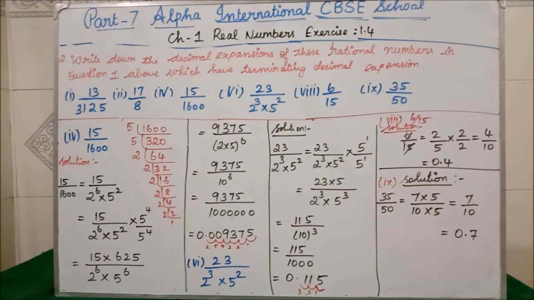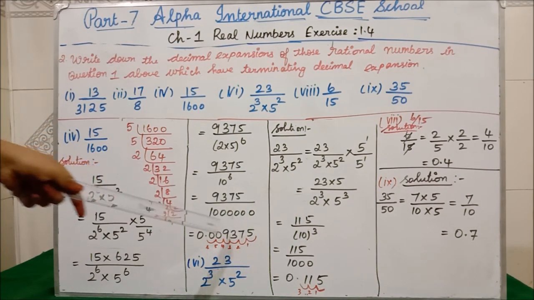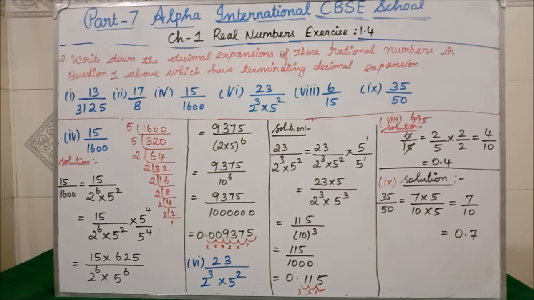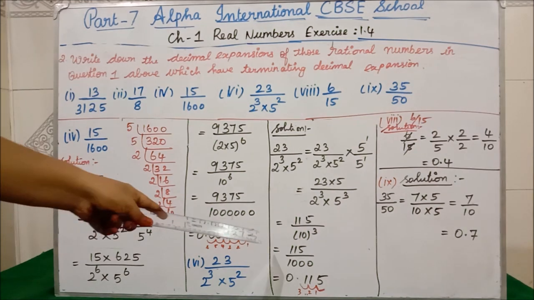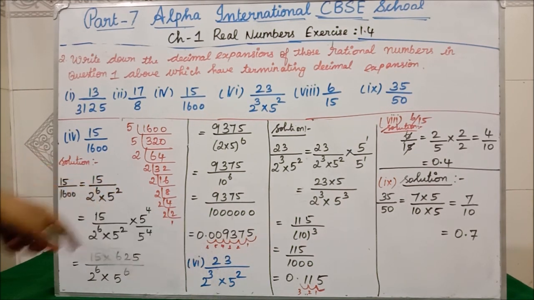I told you, students, if 10 square, you will put 100. Similarly, we are having 10 power 6, so you put six 0s. Then how many places do you have to move forward? You have to move forward 6 places. So you see 1, 2, 3, 4, 5, 6. So our answer is 0.009375. Clear, all of you?